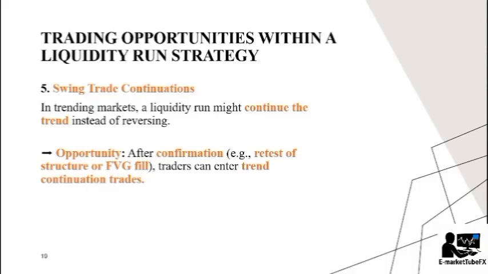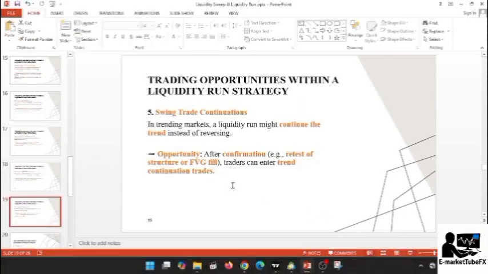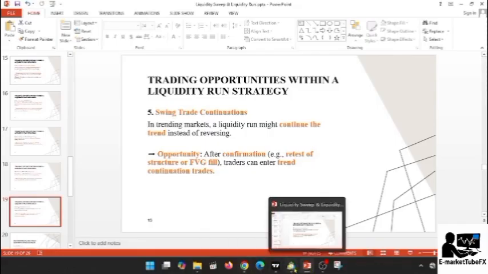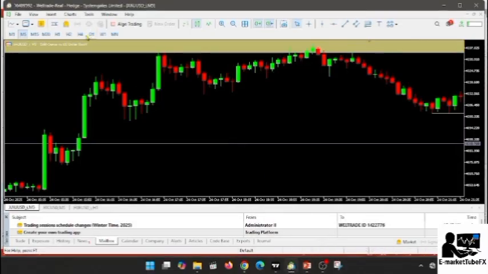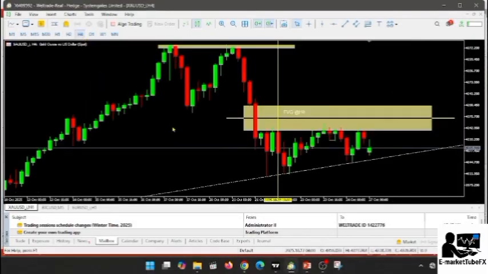So after you've gotten a confirmation where we have a swing trade continuation, let me use the 4 hour time frame to explain this particular point to you so that you will understand. This is our 4 hour time frame. This is the gold USD chart. With this, as price reversed after the liquidity sweep, you have a confirmation. This bearish candle formed here tells you that market is about to come down.